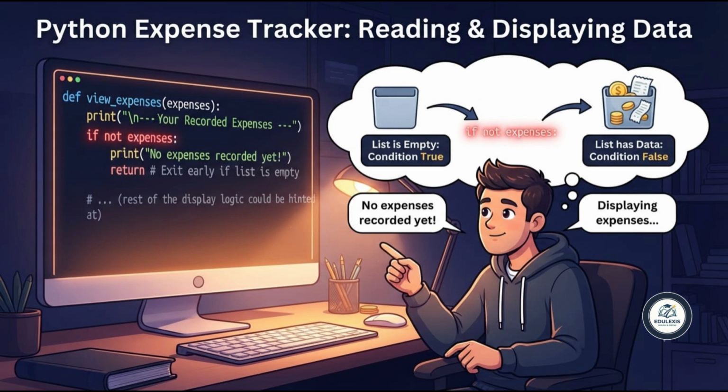Let's create a new function called view_expenses that accepts our expenses list as its input. We start by printing a clean header line. Now, what happens if a user tries to view their tracker before adding any items? To handle this case safely without errors, we write an if not expenses condition. If the list is empty, this condition becomes true, we print a friendly notice saying no expenses recorded yet, and we use a return statement to exit the function early. This keeps our program incredibly robust.